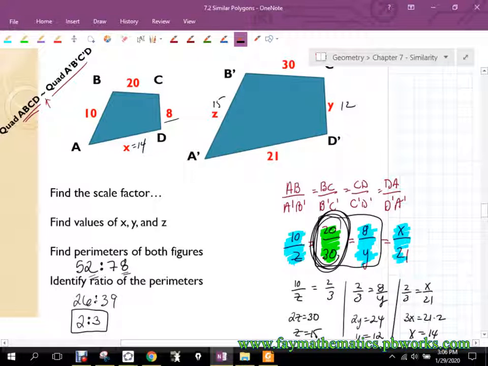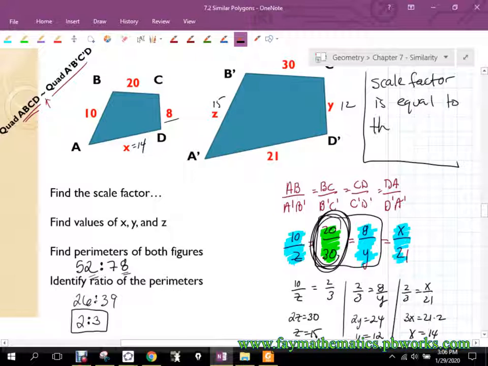Okay? So this is just one example, but that's a theorem. Your scale factor is equal to the ratio of perimeters.